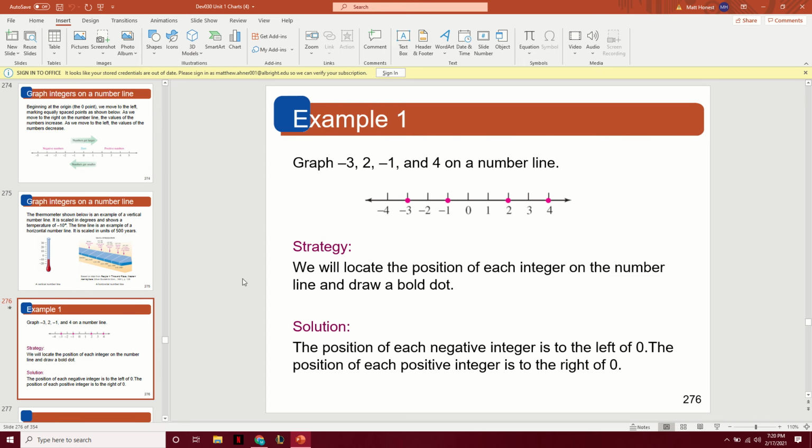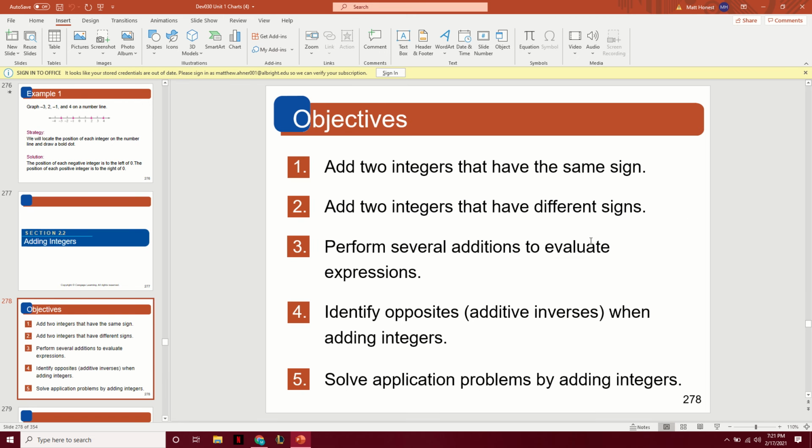This is kind of an example here of graphing a couple of integers. So if we're graphing -3, 2, -1, and 4, for -3, we're going to start at 0 and move 3 dots to the left. That's where -3 is. To graph -1, you're going to start at 0, move 1 to the left. To graph 2, you start at 0, you move 2 to the right. And to graph 4, you start at 0, and you move 4 locations to the right. And that's all there is to graphing integers.